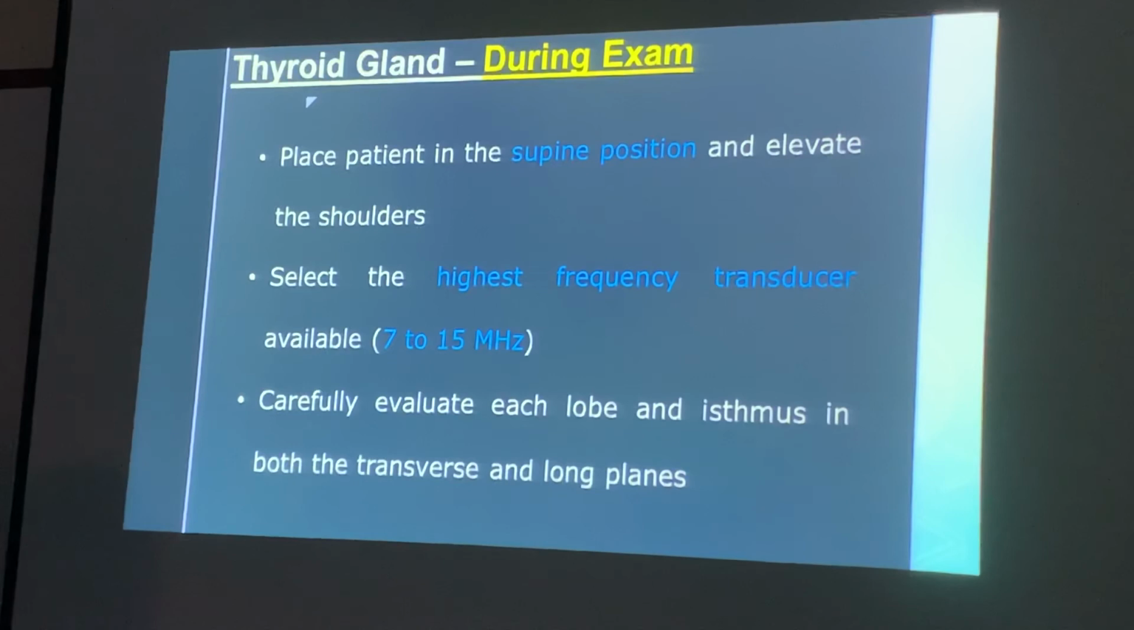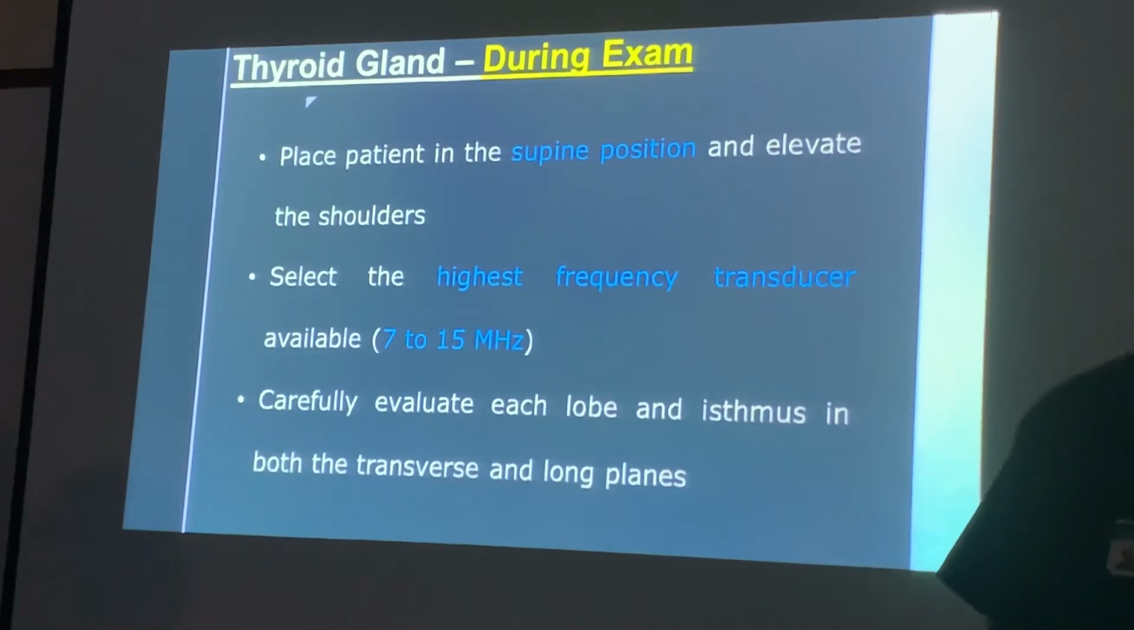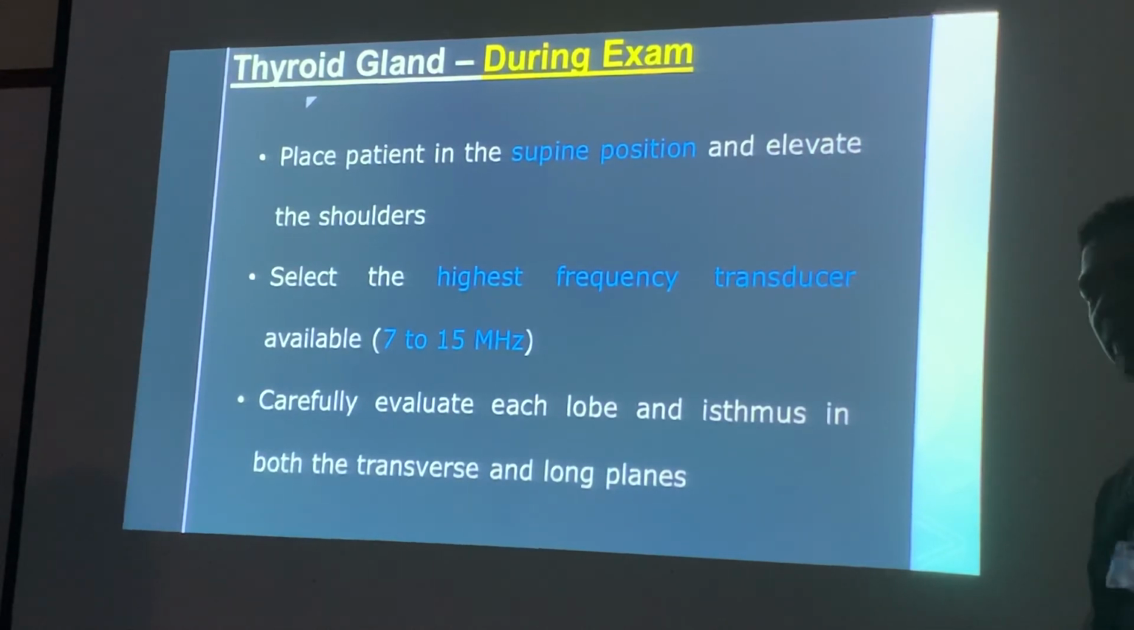Okay. Select the highest frequency transducer available. Usually that's a linear 12 transducer, or some places may have a linear 17 transducer. Whichever one, the thyroid is so superficial that you can use a 17 transducer on it because it's only like 3 or 4 centimeters deep anyway. So remember, the higher the frequency of the transducer, the better images you're going to acquire, and the more detail you're going to be able to see.